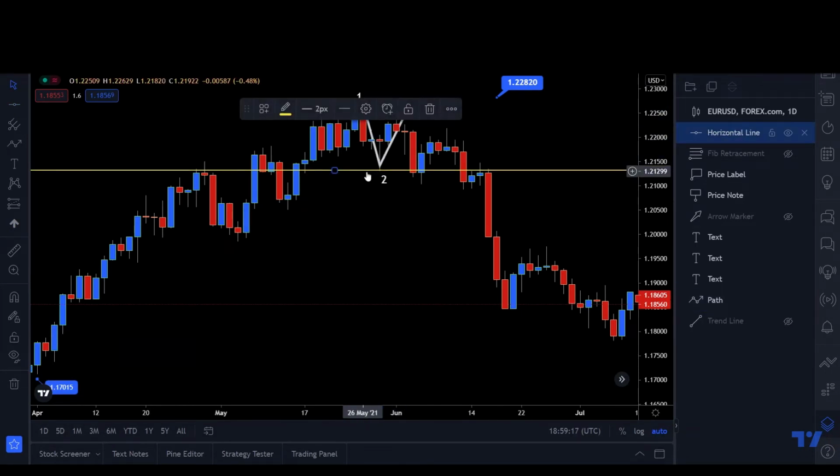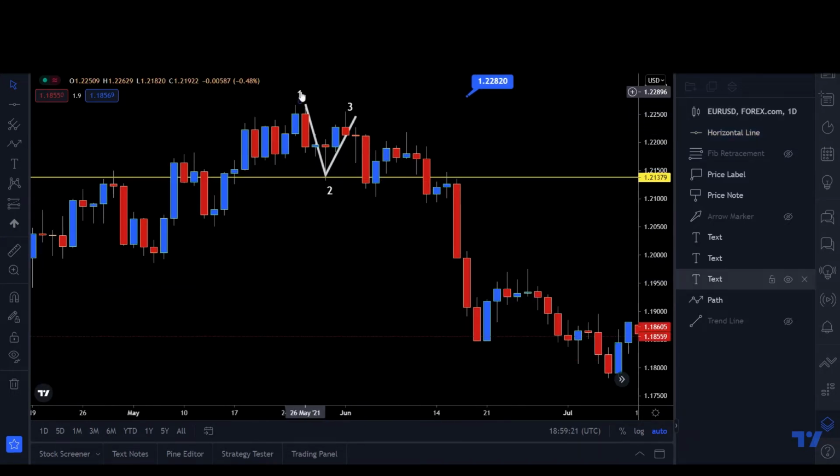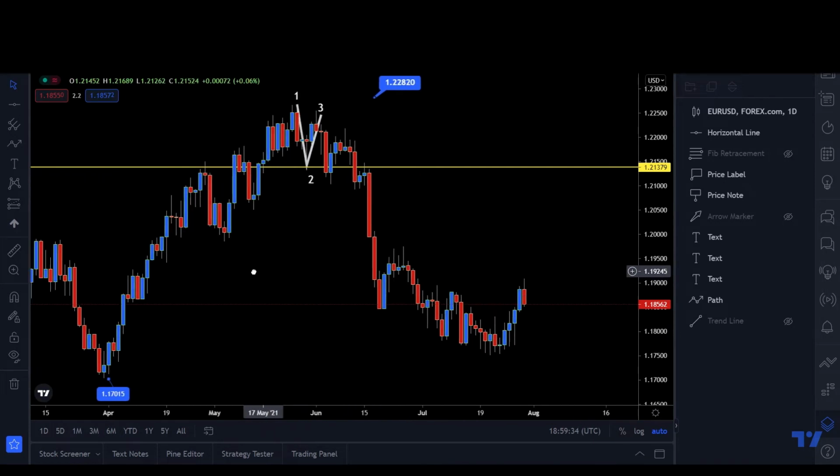So how do we trade the 1, 2, 3 top? Very simple, just the opposite. So you find your 1-point, your 2-point, your 3-point. We're going to short on a break below the 2-point, which is right here. And look what happened. The euro picked a perfect top.